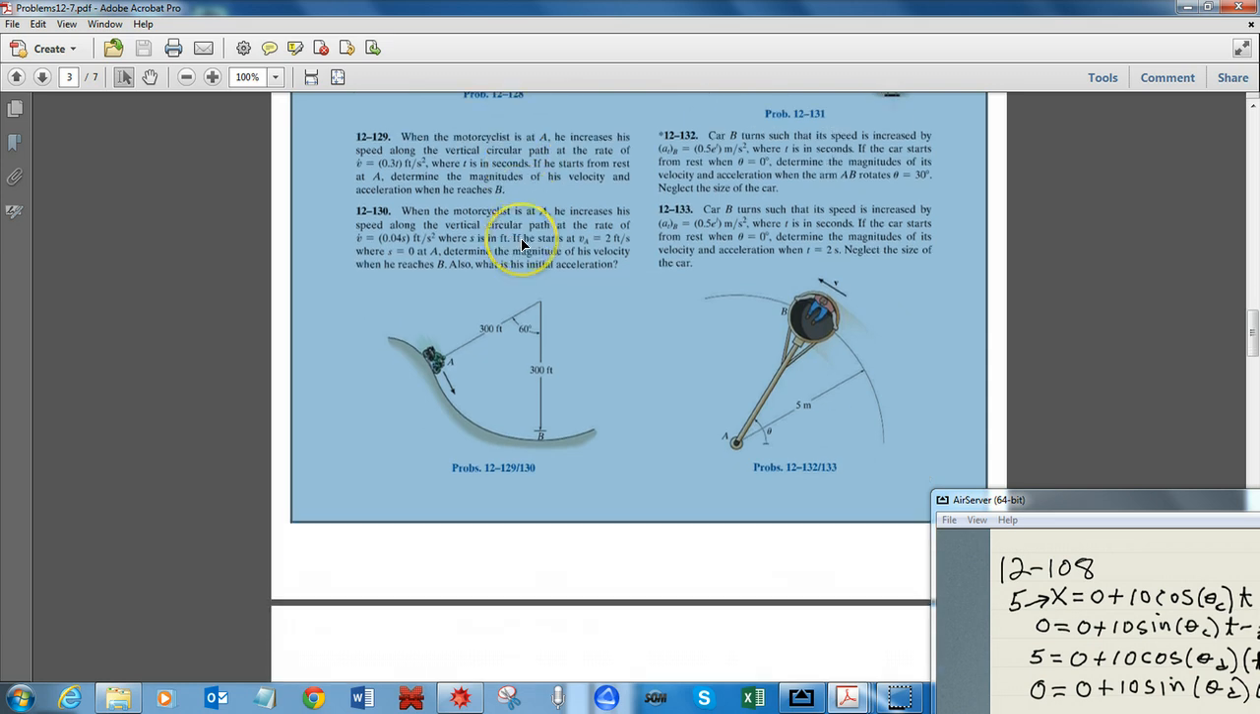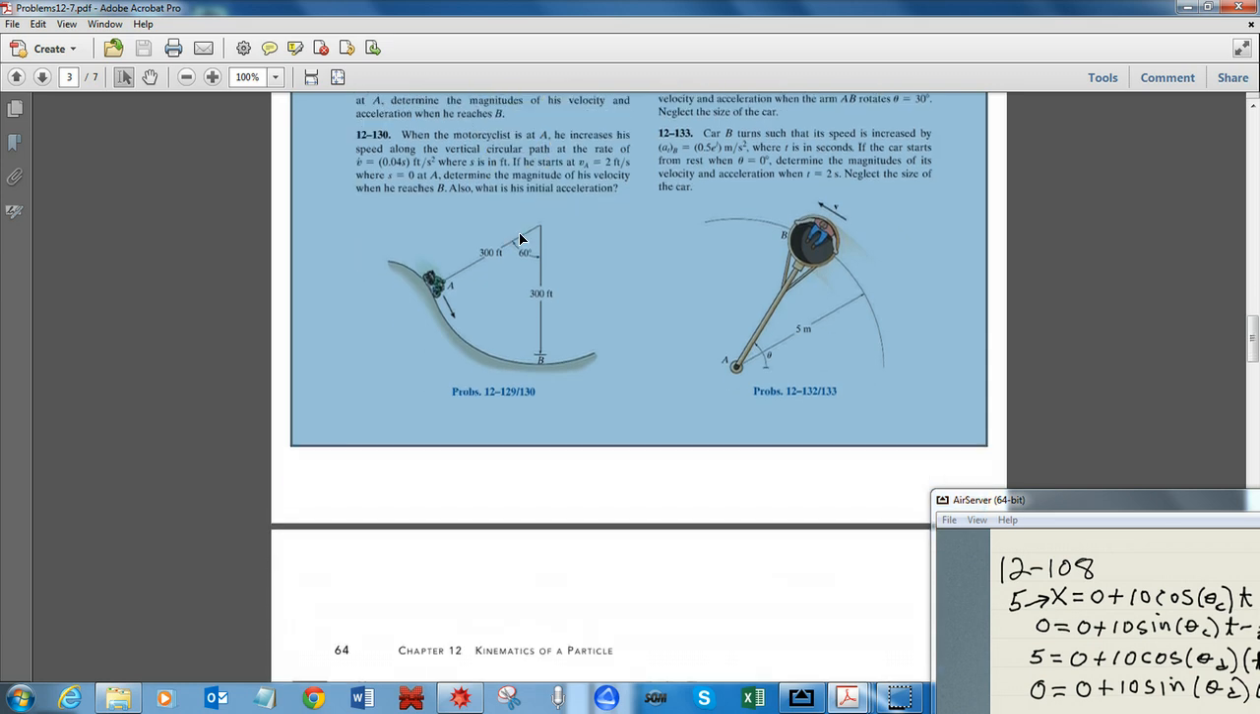Car B turns such that its speed is increased by a_t, and it gives me a formula where t is in seconds. If the car starts from rest when theta equals 0 degrees, determine the magnitudes of its velocity and acceleration when t equals 2 seconds. Okay, so is this a tangent normal? Is it an r theta? Is it an xy? What is it? And how do you know?